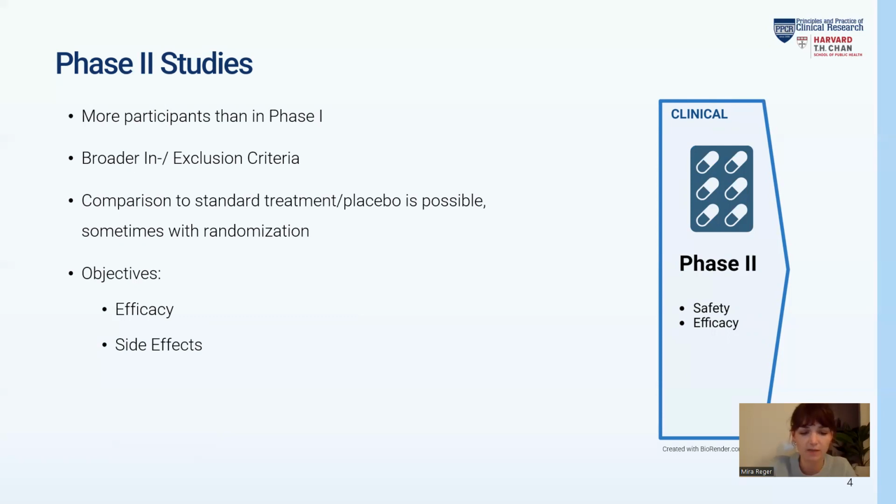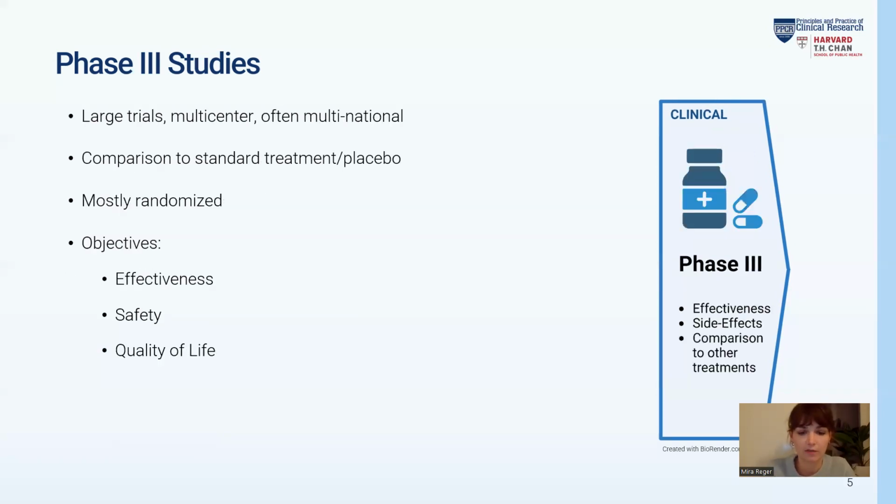If a drug proves safe and effective in phase 2 studies, it then can move on to phase 3. These studies are very large, mostly multi-center and often multinational studies that compare the new drug to the standard treatment and/or to placebo to prove the effectiveness of the drug. These studies are mostly randomized to limit bias.